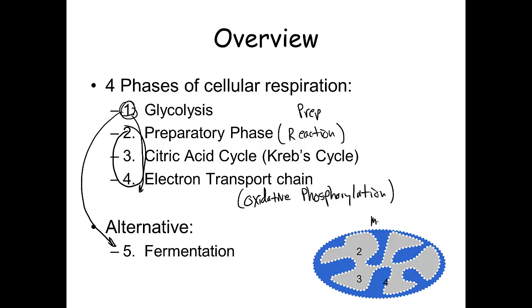Here's a mini map of the mitochondria. As you can see, steps 2, 3, and 4 occur inside the mitochondria. Step number 1, glycolysis, occurs outside the mitochondria, in the cytoplasm. Again, we'll talk about these more in detail.